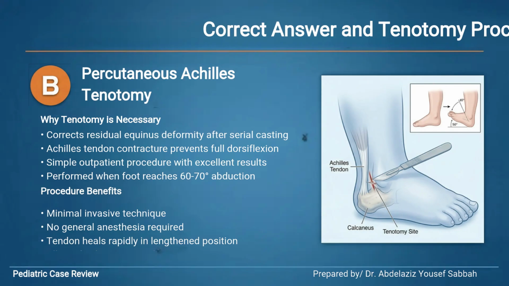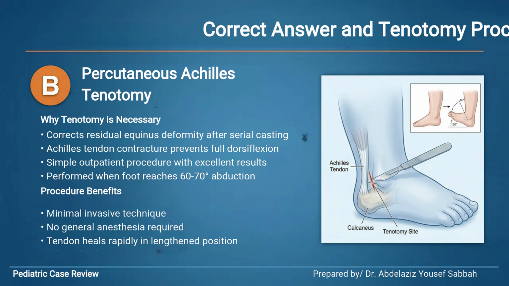Perform percutaneous Achilles tenotomy. When the foot reaches 60 to 70 degrees of abduction but dorsiflexion remains limited, this indicates isolated Achilles tendon contracture preventing the final correction. Continuing casting will not resolve this because the problem is now structural rather than positional. The tenotomy is indicated for 4 reasons.